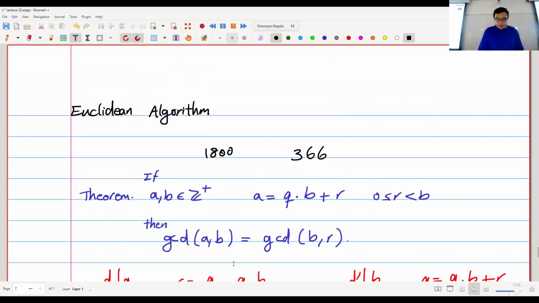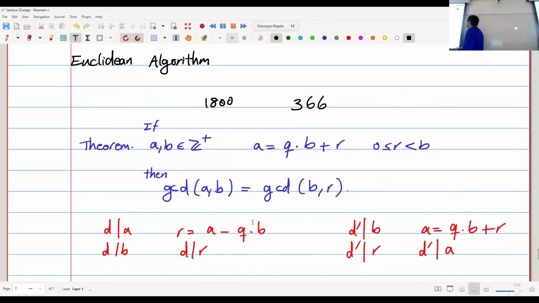This is called the Euclidean algorithm. It's our way of computing the greatest common divisor. Okay.